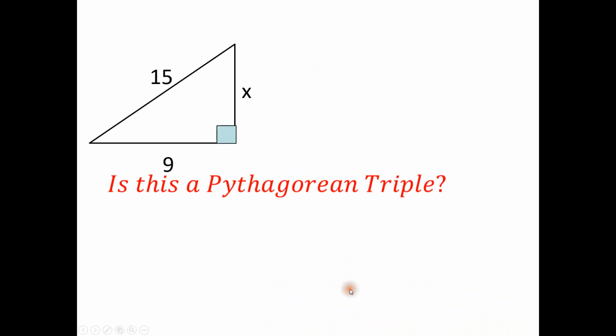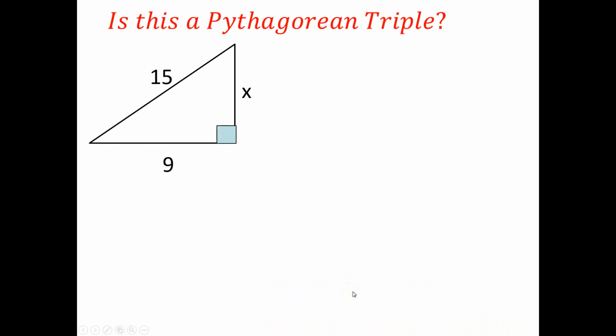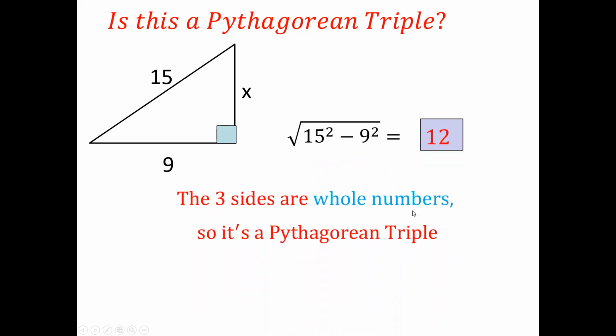Okay. Is this a Pythagorean triple? Okay, so this is the hypotenuse, so we have to use the subtracting Pythagorean theorem, right? So square root of 15 squared minus 9 squared will give us 12. So yes, these are all whole numbers, so it's a Pythagorean triple, right?